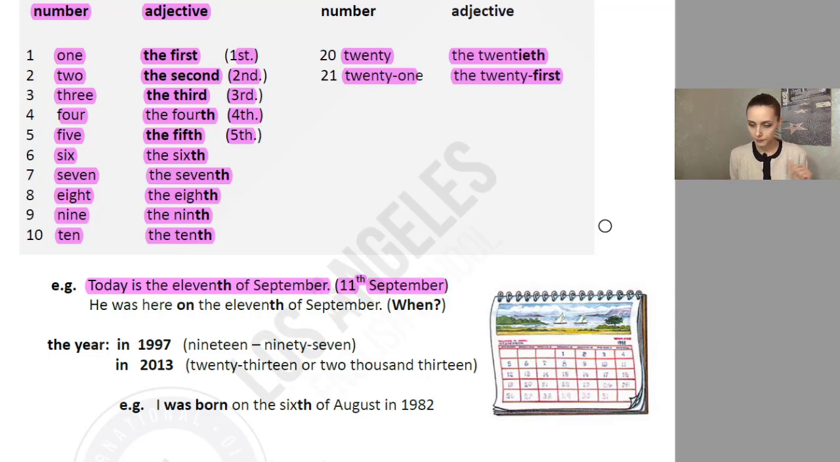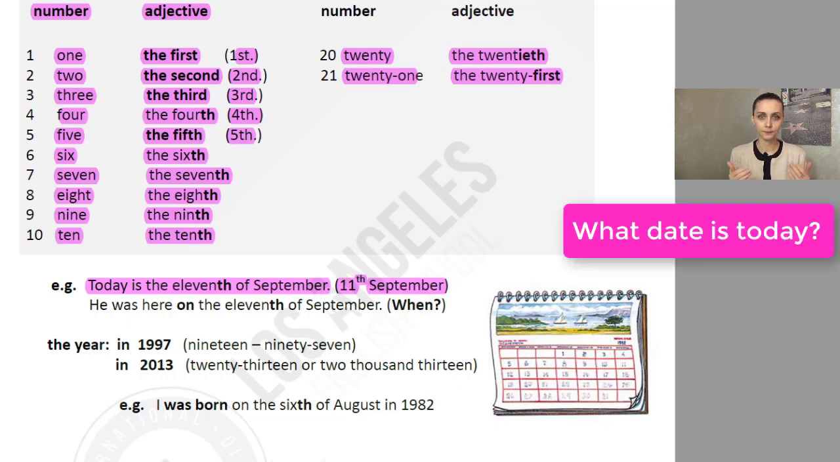For me, for example, today is the 12th of December. This is one option for how you can say it. So let's practice. What date is today for you? Try to answer the question. Better say it out loud, actually pronounce it. So what date is today?